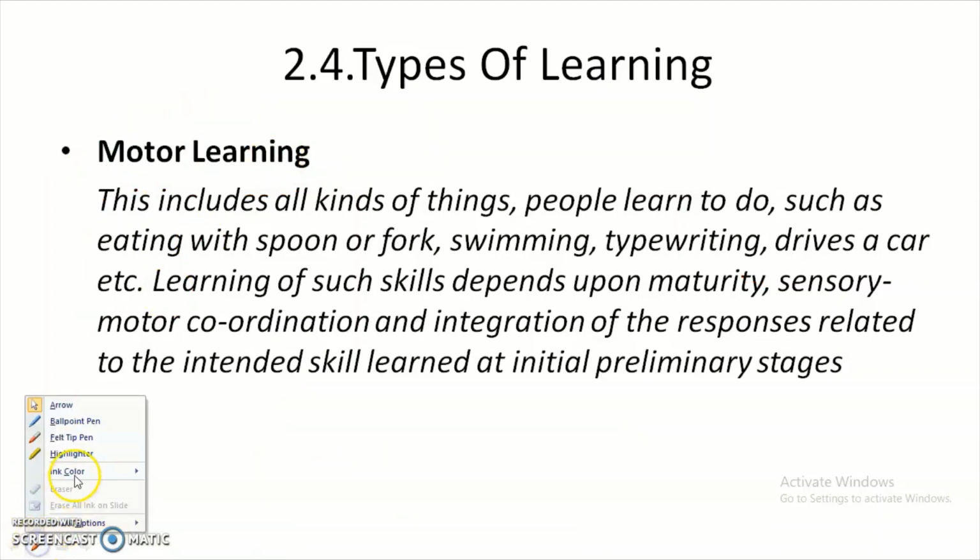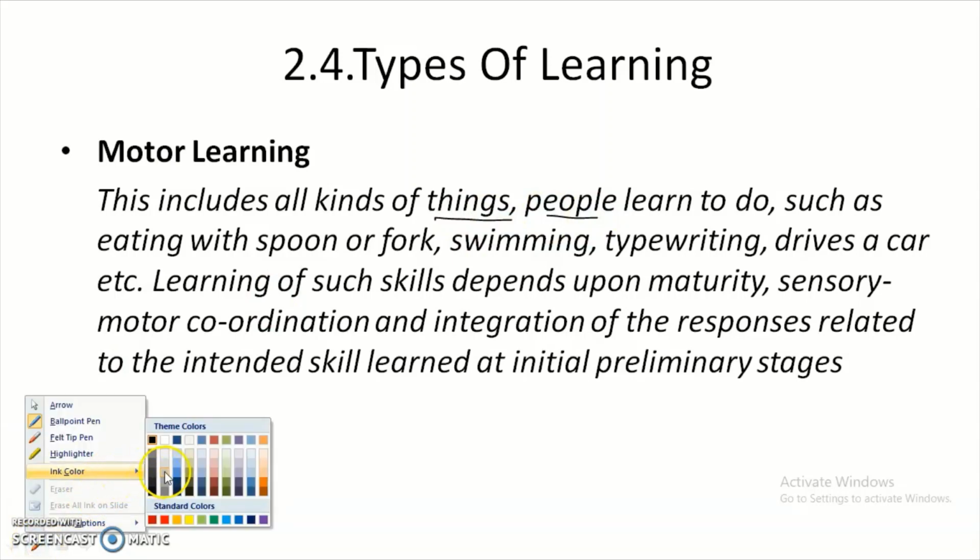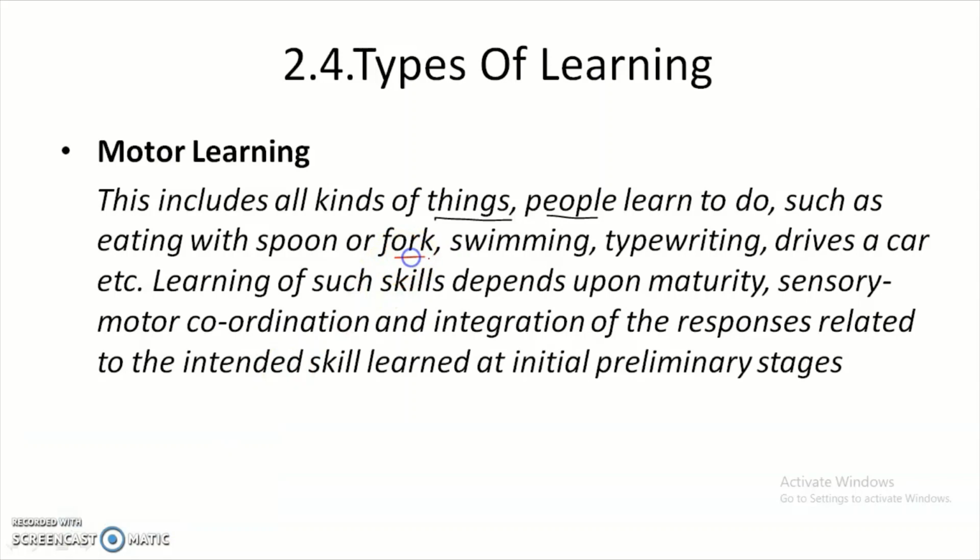So now, coming to the definition, previously we discussed what exactly motor learning is. This includes all kinds of things people learn to do, such as eating with a spoon or fork, swimming, typewriting, driving a car, etc. All these come under motor learning, and learning of such skills depends upon maturity and sensory motor coordination and integration of the responses related to the intended skill learned at initial preliminary stages, right?